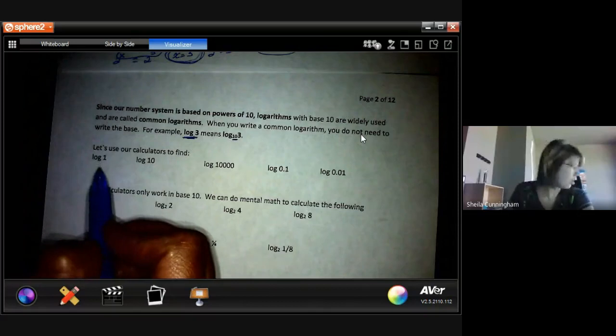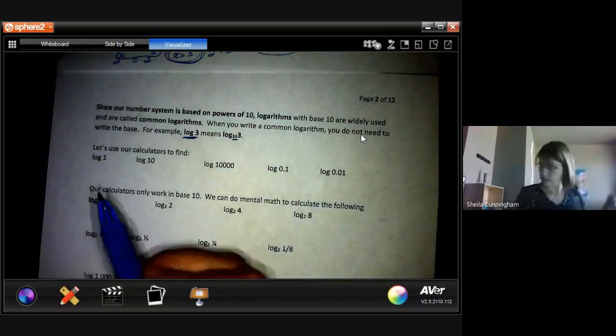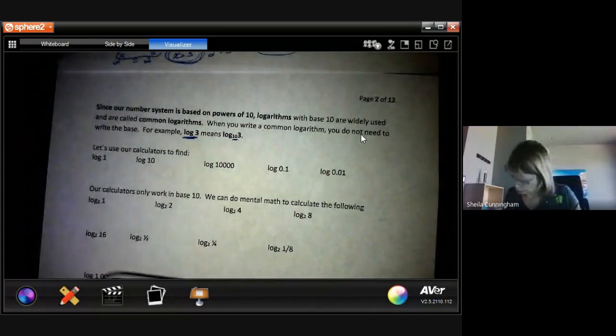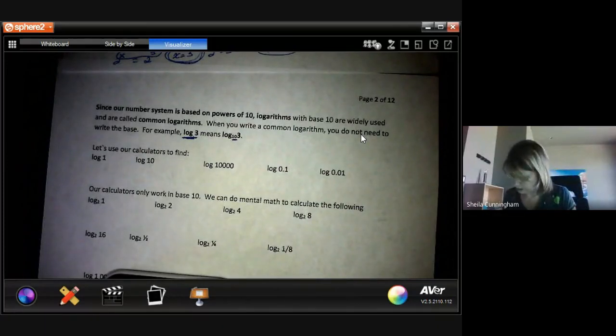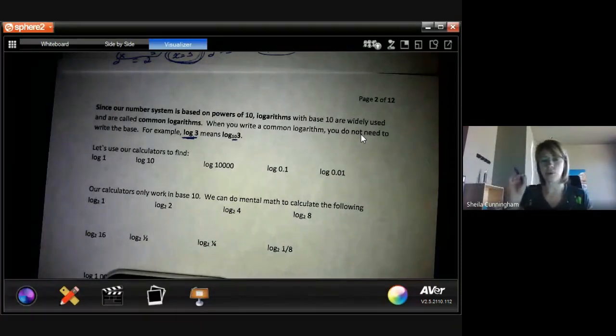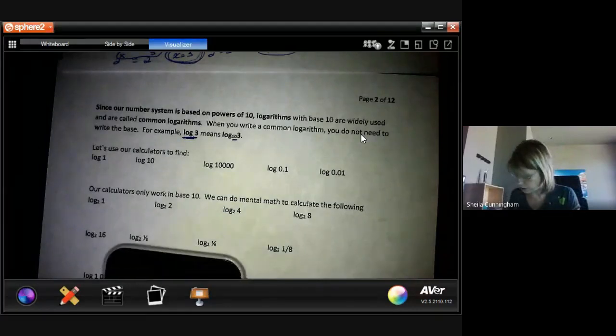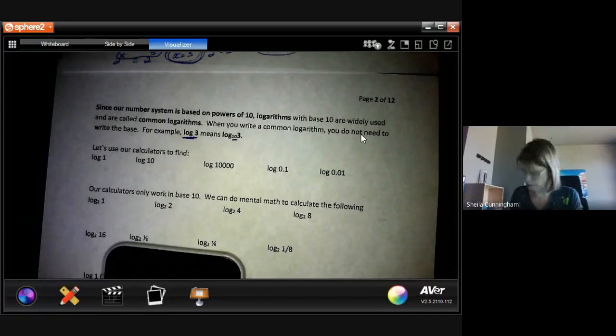Like you go and plug log of 1 into your calculator, and now every calculator is going to do something different, right? Sometimes your calculator might say you have to hit the log button first and then type the number 1. Some calculators will want you to type the 1 and then hit the log button. So it's different depending on your calculator. I know my calculator that I've got here at home, I actually have to type in the 1 first and then hit the log value.